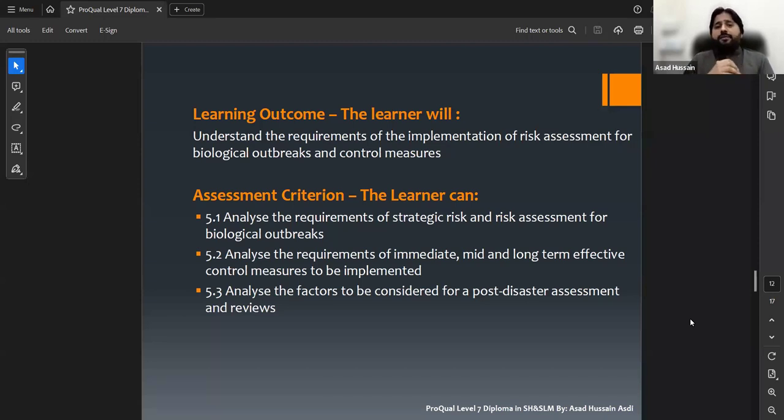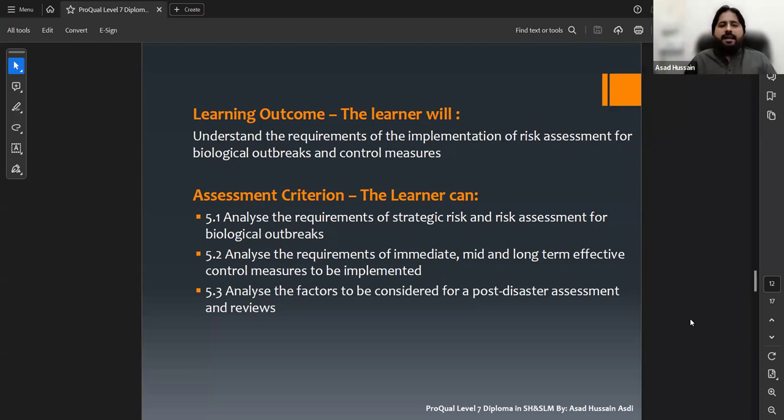In this regard, if your organization can be affected by these biological outbreaks, you have to provide any evidence from your organization in which your top management implemented control measures, immediate, mid and long term, with regard to biological outbreaks. That can be used here as evidence.